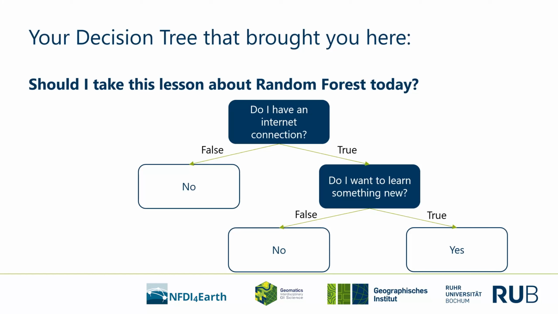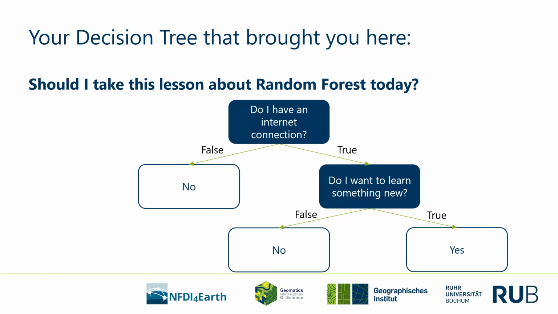Decision trees are a rather simple construct that can be applied to many situations. For instance, this decision tree may have led you to this video. When considering whether to watch this video, the first question was likely whether you had an internet connection. If you did, you had the option to consider whether you wanted to learn something new. If the answer was yes, you might have clicked on this video.